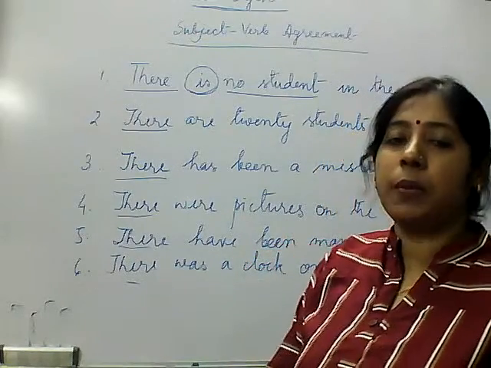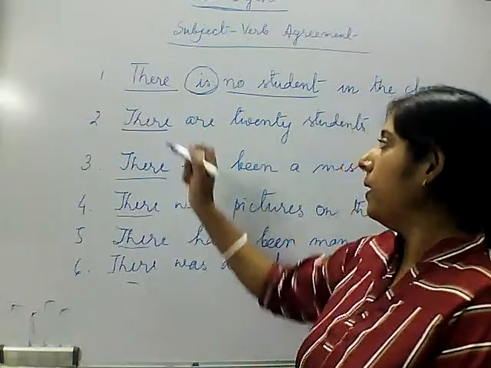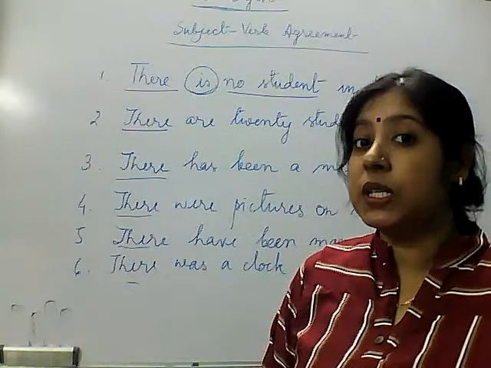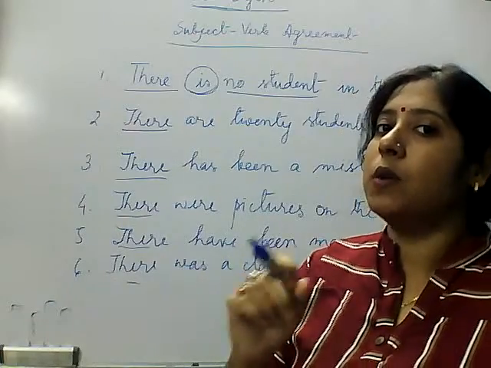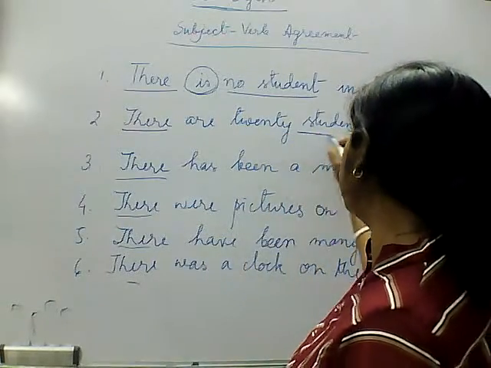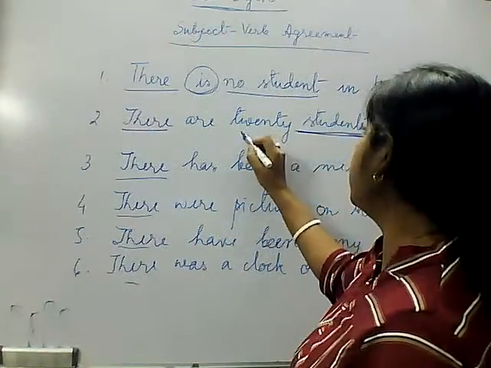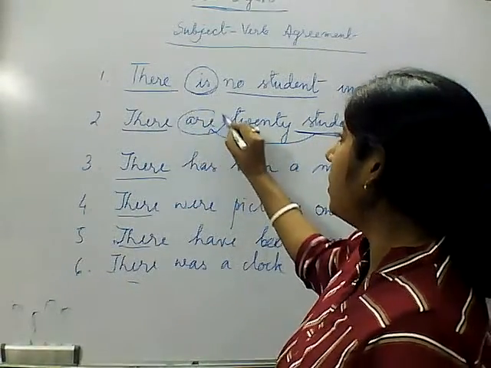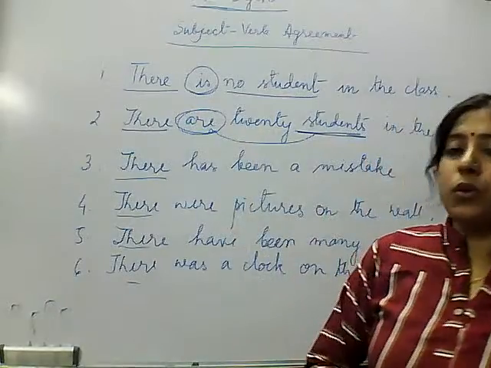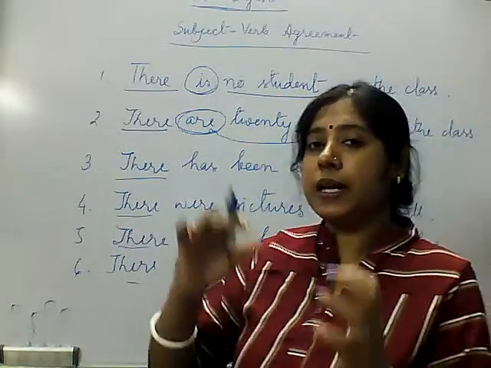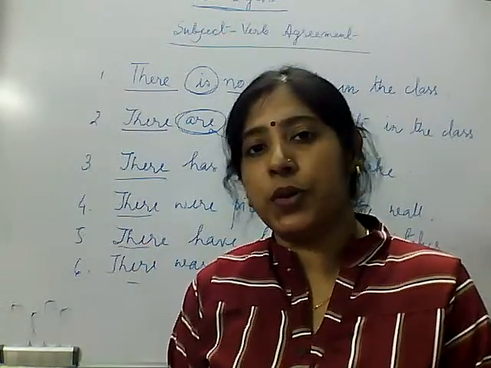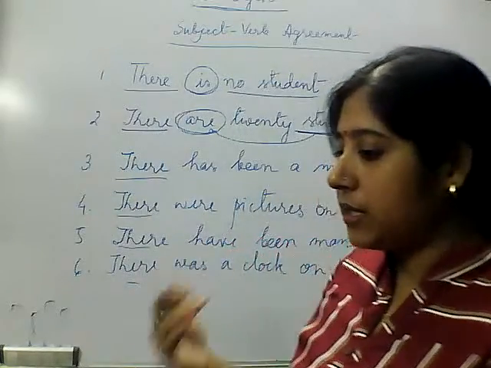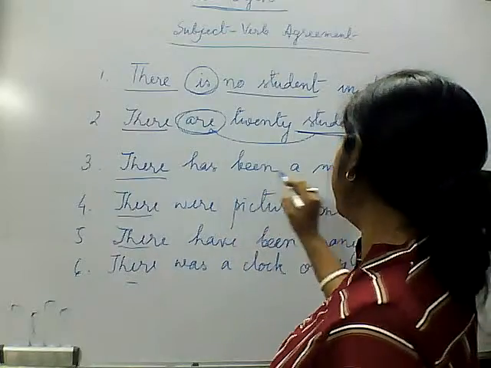Now, the second example you can see: "There are 20 students." How many students here? Where is the subject? Here, "students" is the subject, so the verb is following it. That's why the verb is plural. It is agreeing with the subject students. Students is plural. Here "there" is not the subject. Just think about it.